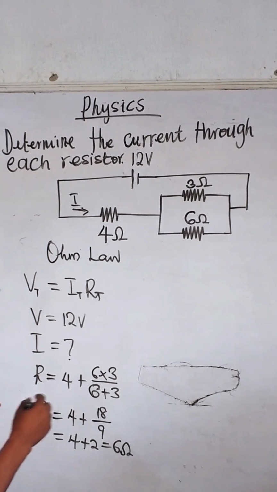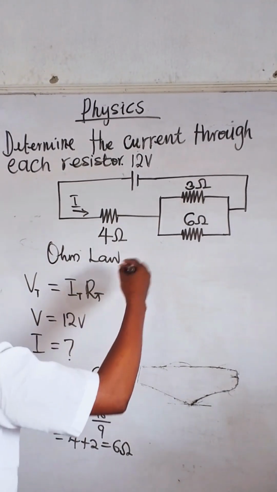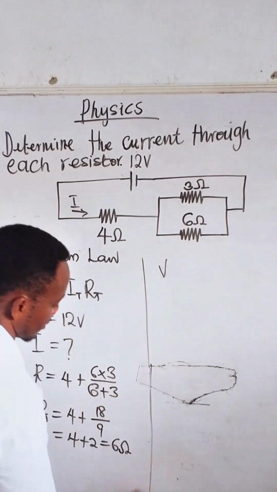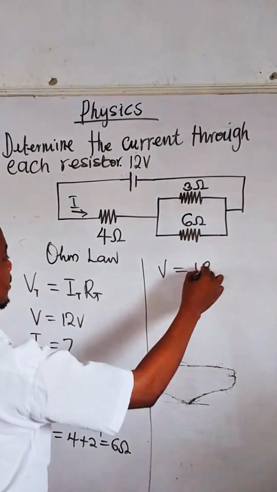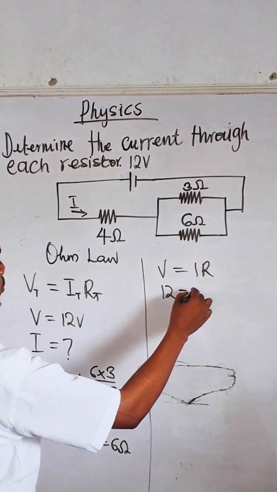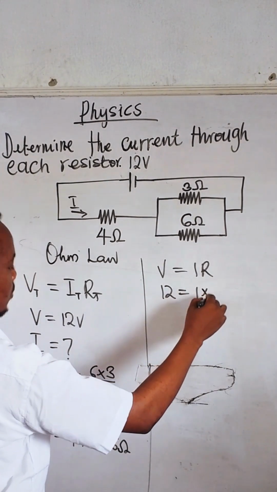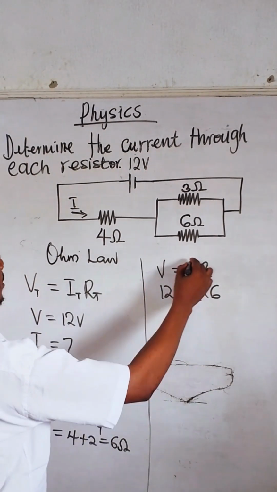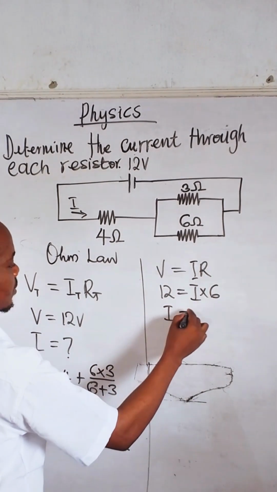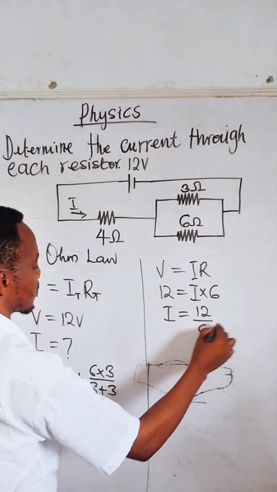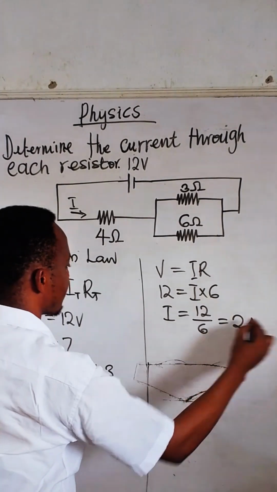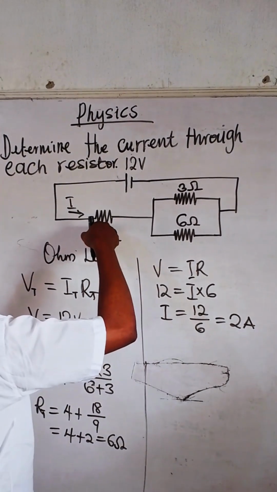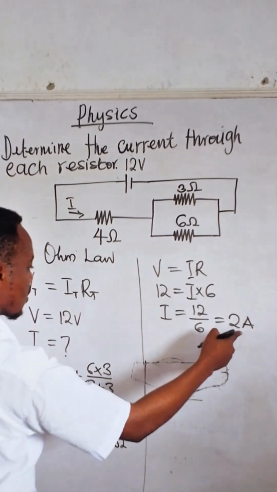Then what do we do to get the current? So, get our total current. For current, V is equal to IR, right? 12 is equal to I times what? We've obtained our resistance, which is 6, right? So I, therefore, is equal to 12 divided by 6, which is 2 ampere. So the current that enters the 4 ohm resistor is 2 ampere.